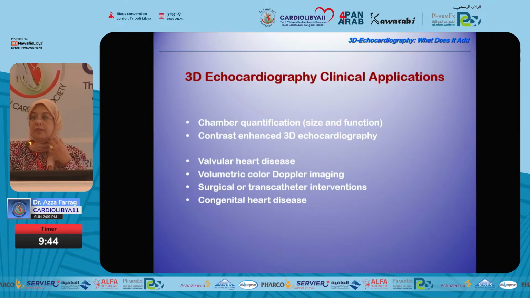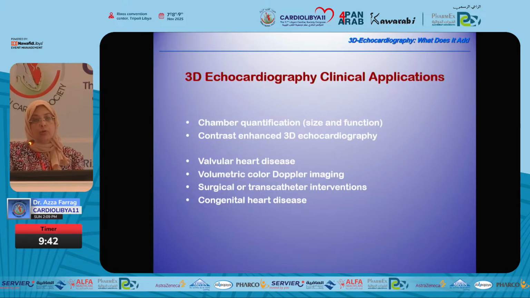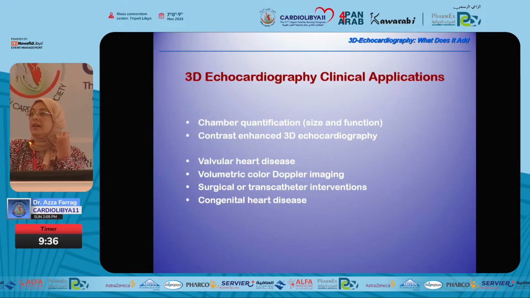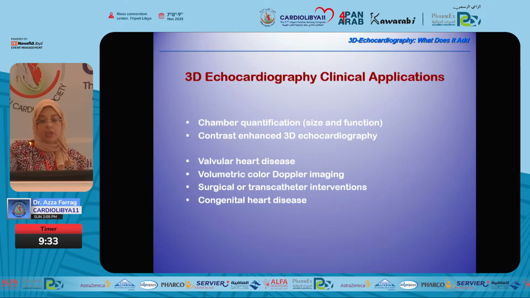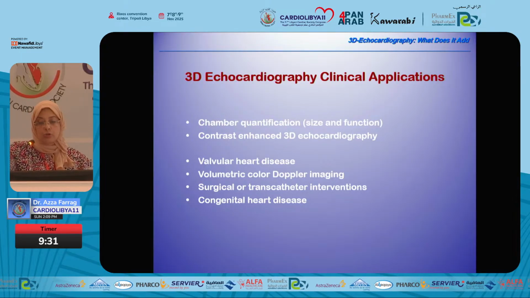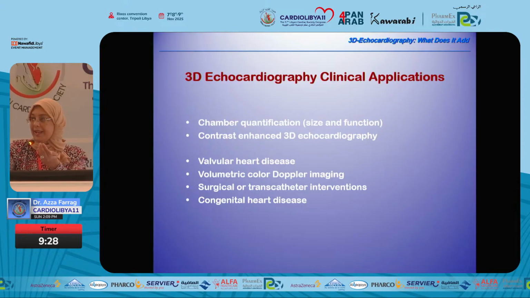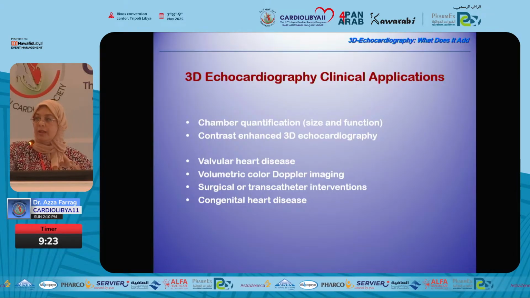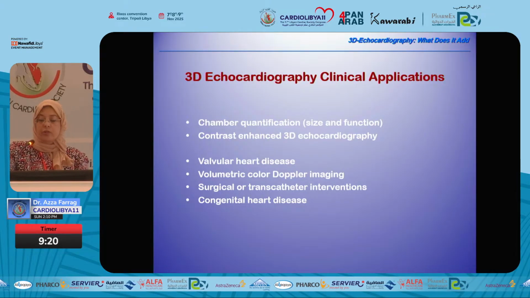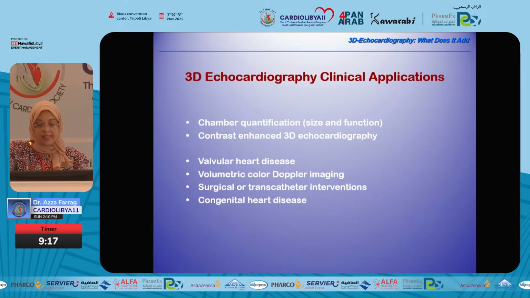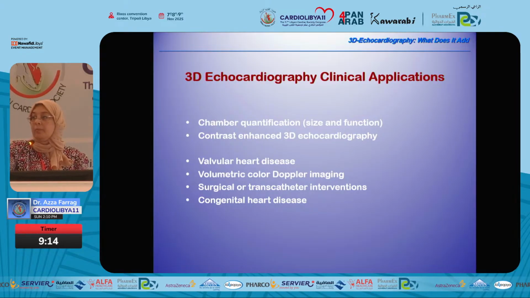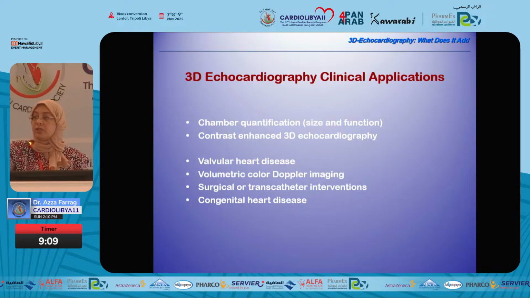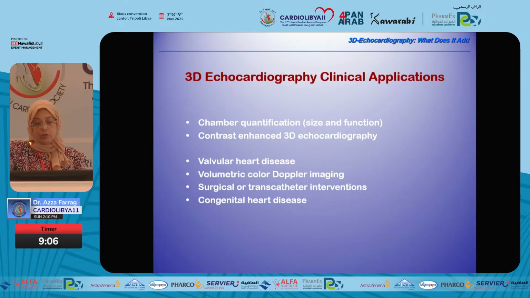So what are the clinical applications for three-dimensional echo? We have primitive applications concerned with the transthoracic probe, which are the chamber quantification, the size and function, and contrast-enhanced 3D echocardiography to facilitate proper images. And of course, the more advanced applications for three-dimensional echo concern valvular heart disease and the surgical or percutaneous intervention for the valves, like the TAVR or the mitral clip or the TEER, for example, and the congenital heart diseases.